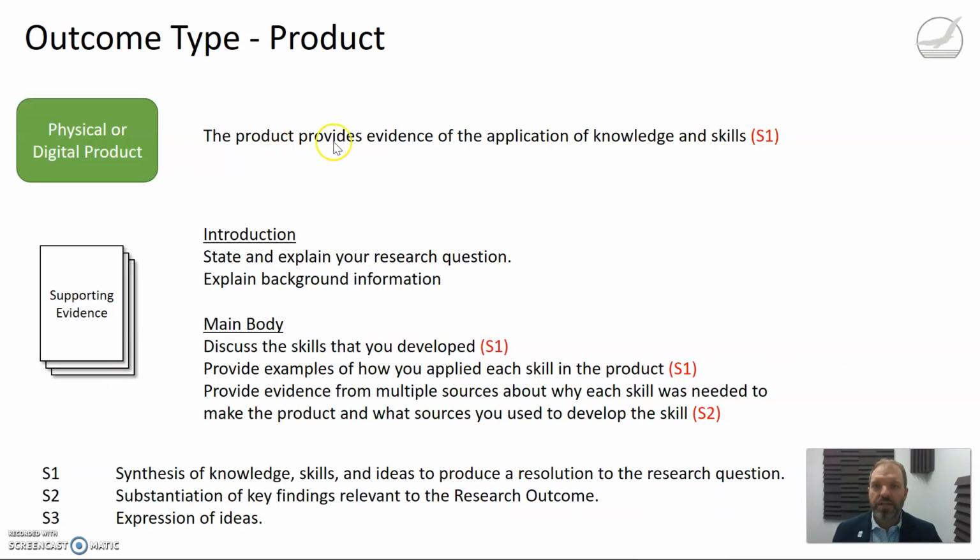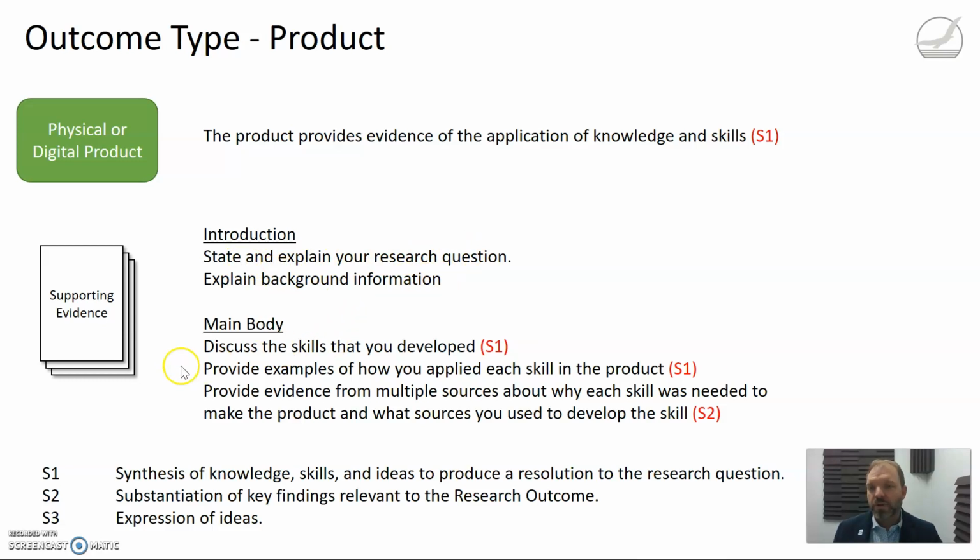You've got a physical product that provides evidence of application of knowledge and skills. So that helps you show evidence of S1. But you'd need to have some sort of supporting evidence. Obviously not as much as a full report, but definitely evidence there that supports this. So you've got a combination of that physical product and then a written supporting evidence document, which will in the same way state and explain your research question and explain some background information.